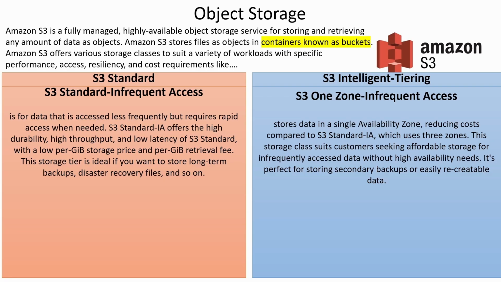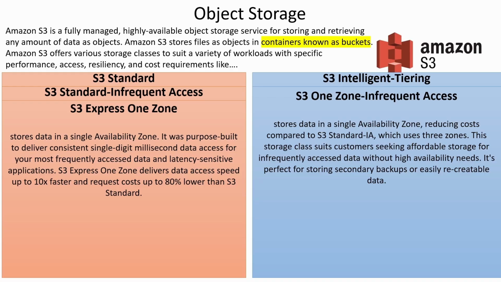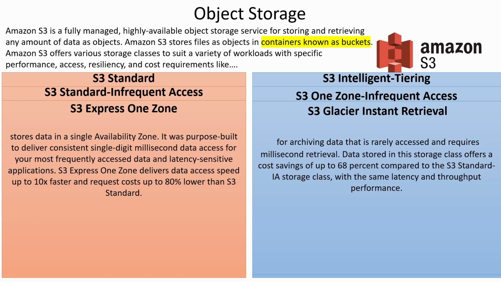Next one is S3 Express One Zone. It stores data in a single availability zone. It was purpose-built to deliver consistent single-digit millisecond data access for your most frequently accessed data and latency-sensitive applications. S3 Express One Zone delivers data access speed up to 10 times faster and request cost up to 80% lower than S3 Standard.